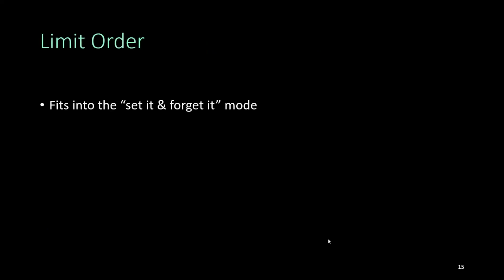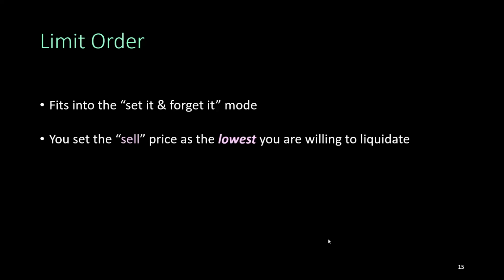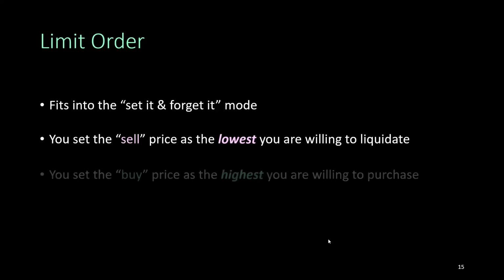Now, limit orders are a little bit different, but they accomplish the same goal, which is either building your portfolio or cashing out when it gets to a certain price that you agree to. So this kind of fits into the set it and forget it mode. The big thing to understand about limit orders is you are setting the sell price as the lowest price you are willing to liquidate at. Whereas if you are in buy mode, you're setting the buy price as the highest you are willing to purchase.